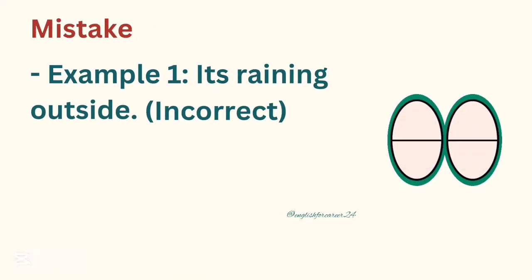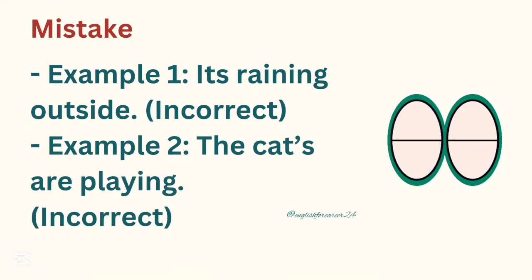Mistake. Example 1: "It's raining outside." Incorrect. Example 2: "The cat's are playing." Incorrect.